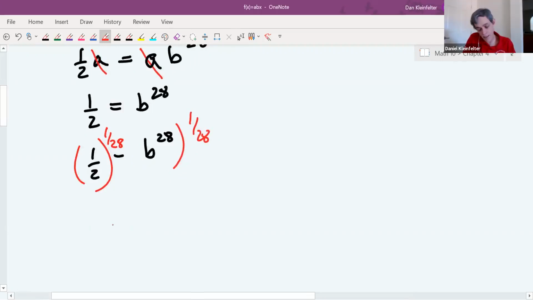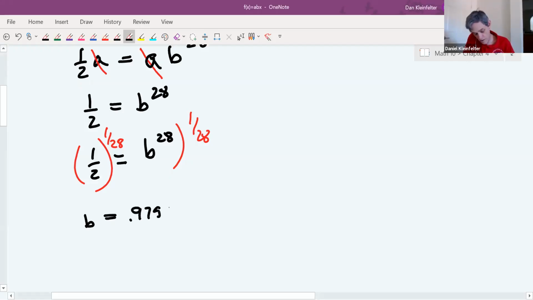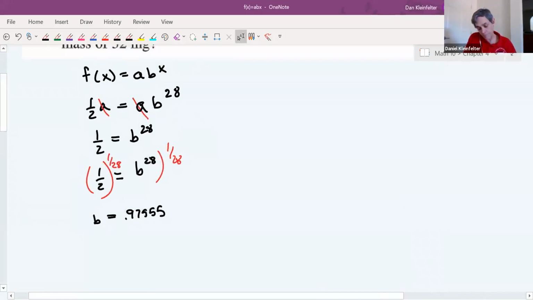All right, so then we can get a decimal for the right side there. Our b will be 1/2, that's 0.5 raised to the power of 1/28. And that's about 0.97555. Okay, it's less than 1, which makes sense because it's decreasing, right? And so that's going to be our b.